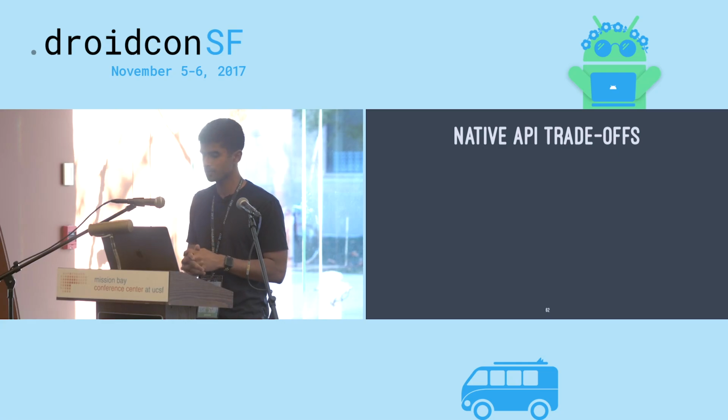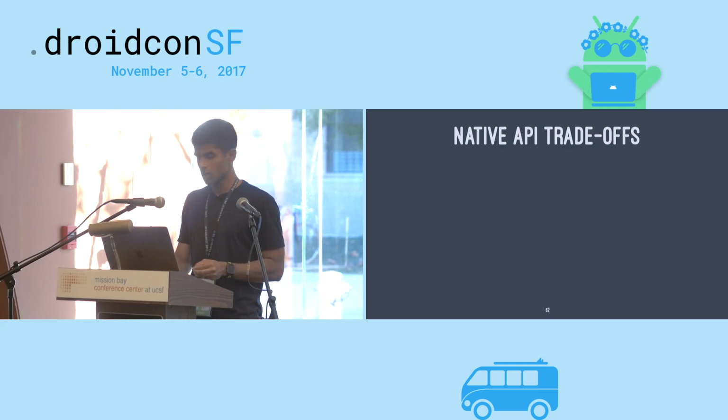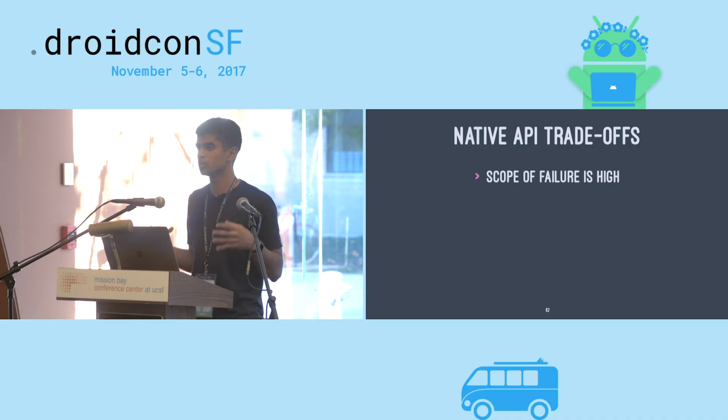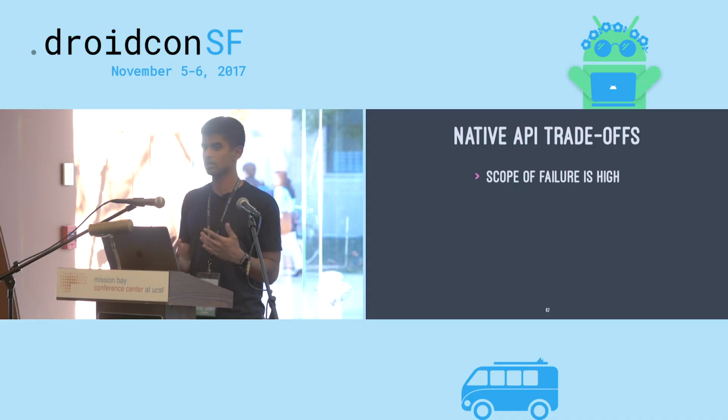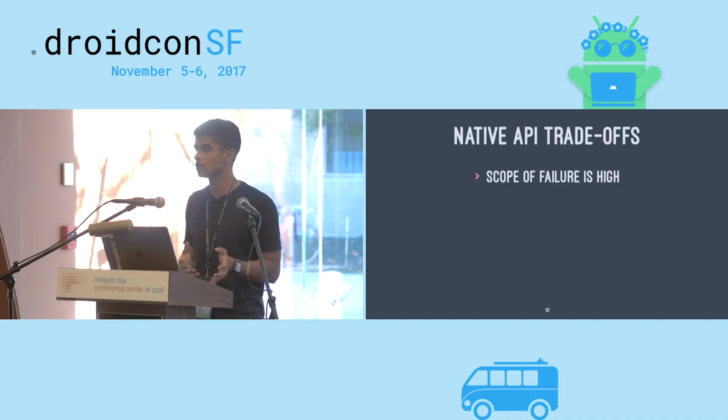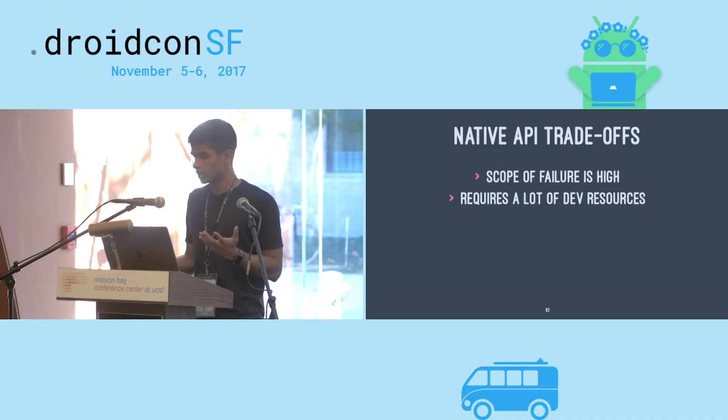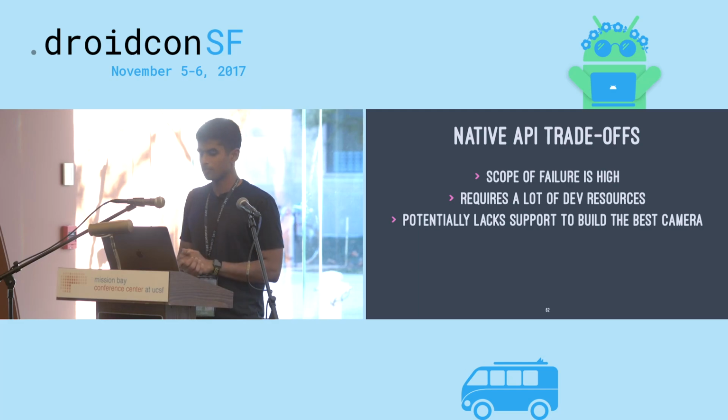Next up, trade-offs. The scope of failure is high because you're wrapping two camera APIs, and you're also making them very configurable. So it's much higher than firing an intent or using a library which has a lot of open source support. It requires a lot of dev resources, obviously because you are wrapping two APIs. Also, it could potentially lack the support to build the best camera app if the manufacturer doesn't expose certain features.